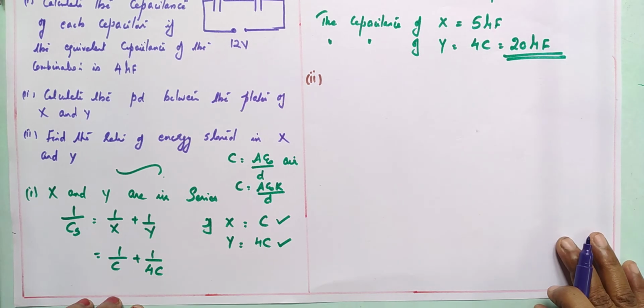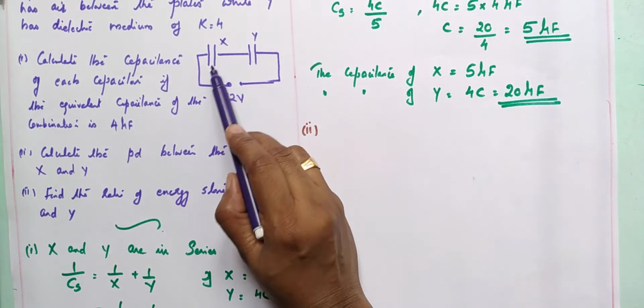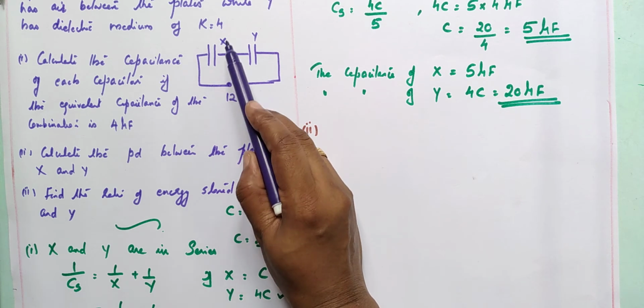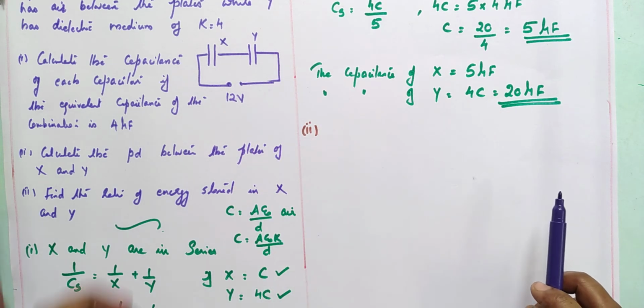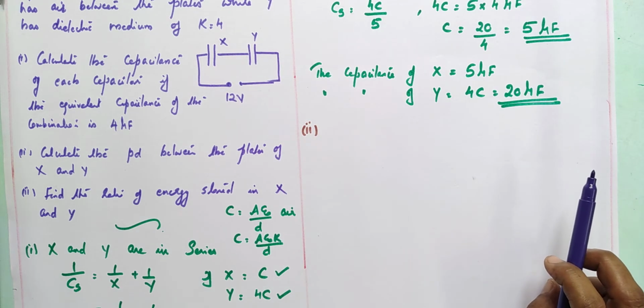Now the second one: calculate the potential difference between the plates of X and Y. We have to find out the ratio of the potential difference across X and the potential difference across Y.